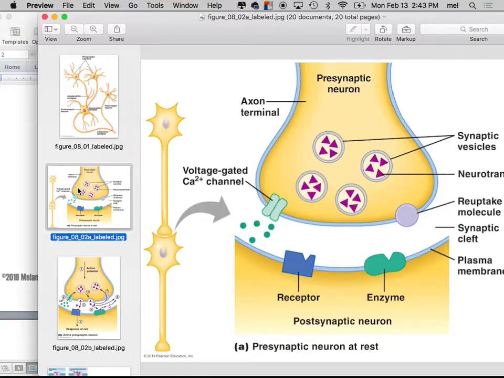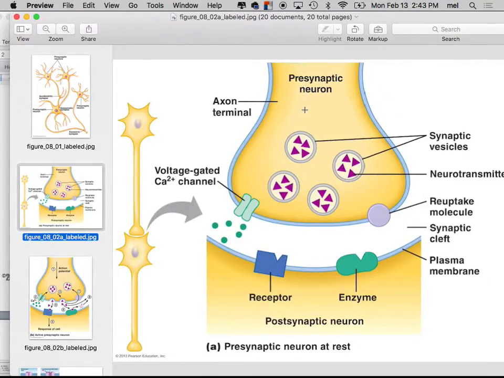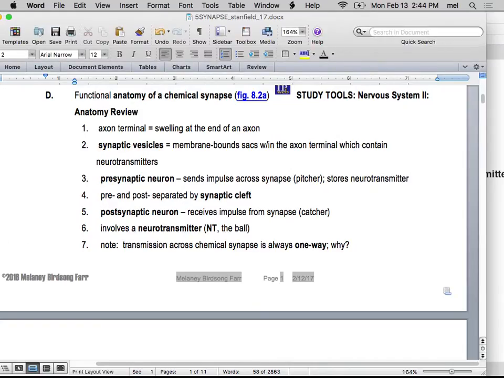Okay? So let's look at the figure here, and then we'll add just a little bit more detail, and then we'll add some players that you haven't met yet. So here's the presynaptic neuron, and this is specifically the axon terminal, the bulbous portion, right? This is the neurotransmitters that were made and stored in vesicles right here. The neurotransmitters are going to be released into the synaptic cleft and bind to this receptor on the postsynaptic cell. Okay, so now before we go add any more detail, what I want you to see is pitcher, catcher, ball, mitt.